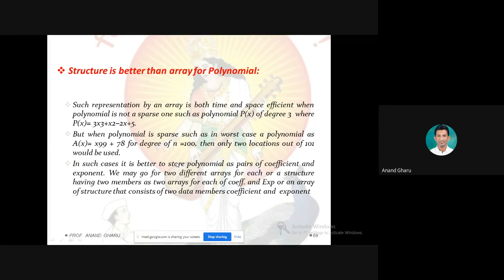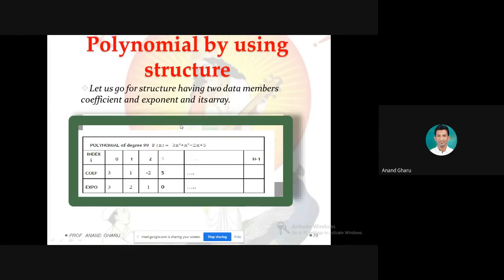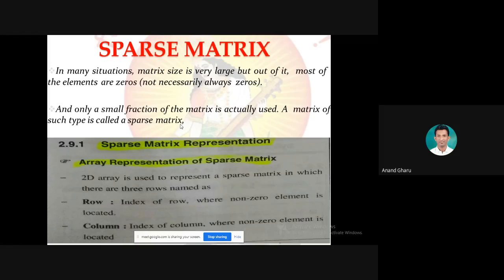But in this unit we are going to study about the array, so no need to know more about the structure. We are going to use array for the polynomial. Okay, more examples I have taken, so I skip that part.